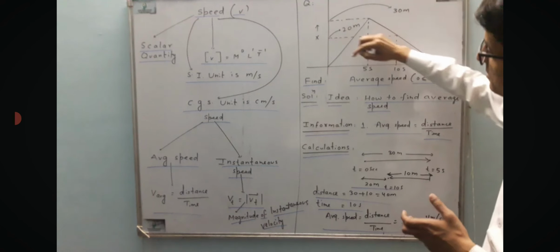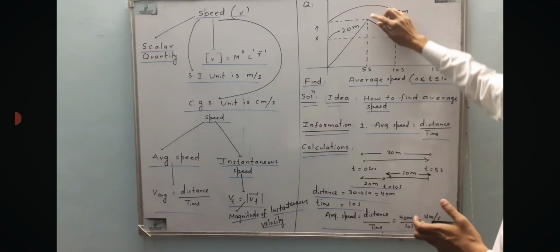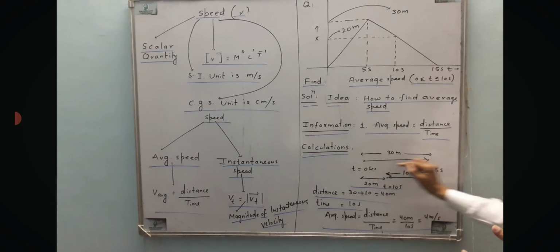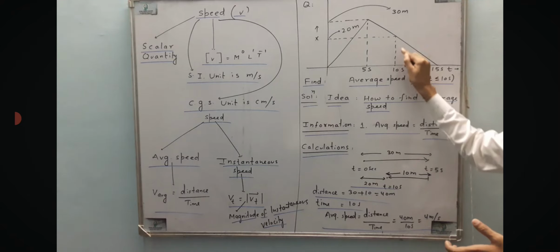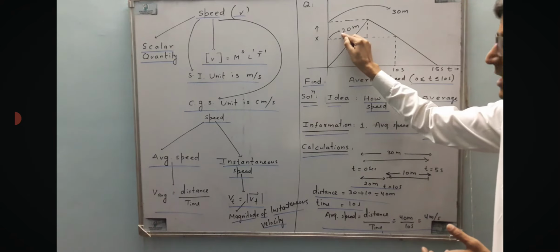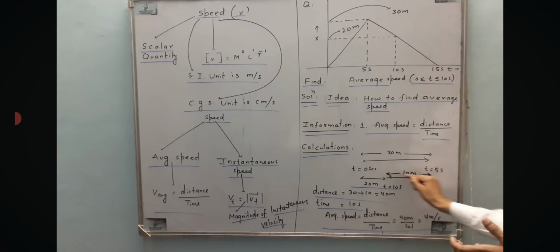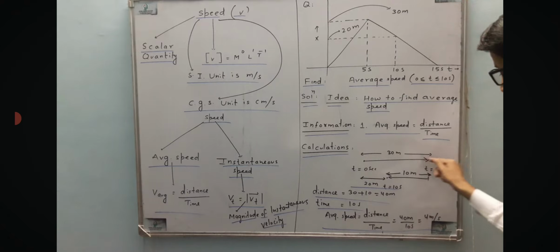At t is equal to 0, the particle is at the origin, and at t is equal to 5, the particle is at x is equal to 30 meters. Now at t is equal to 10, the particle is at x is equal to 20. So certainly this distance is going to be 10. So the total distance travelled is 30 plus 10, which is 40.